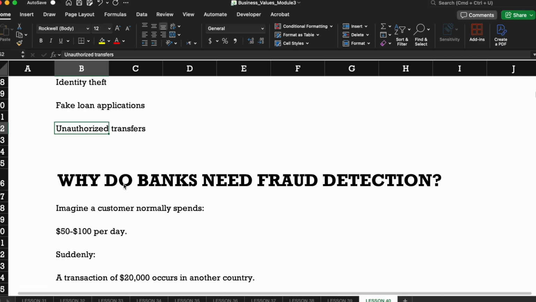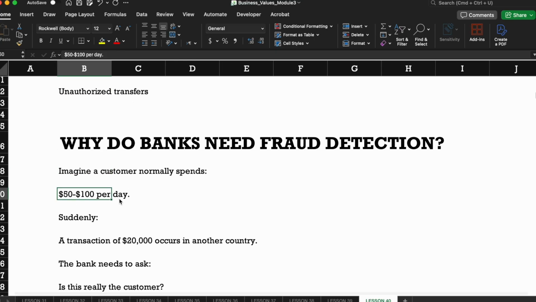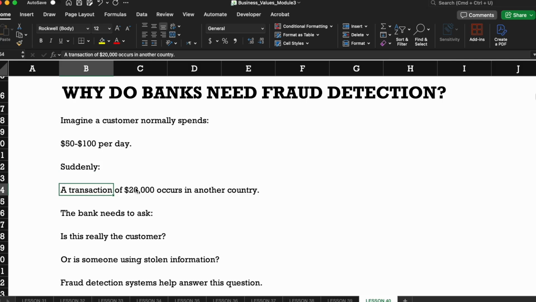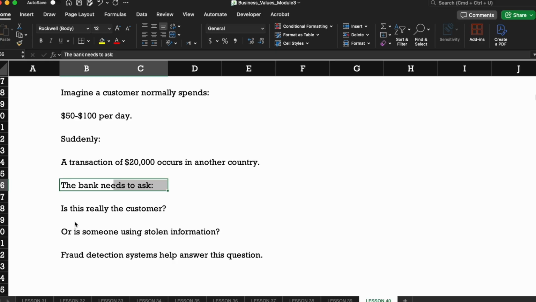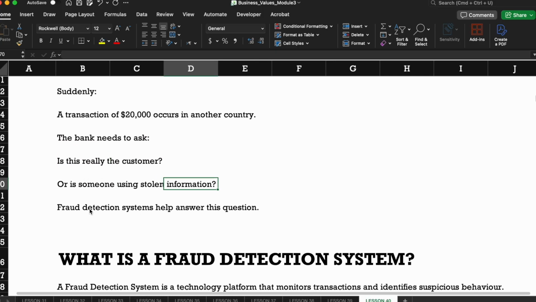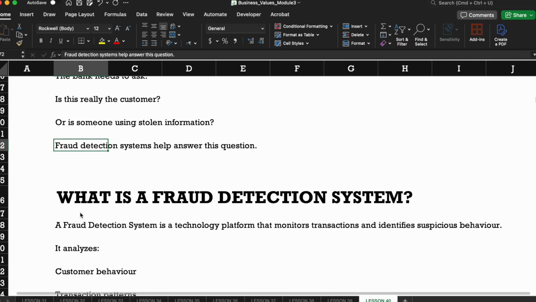Why do banks need fraud detection? Imagine a customer normally spends $50 to $100 per day. Suddenly a transaction of $20,000 occurs in another country. The bank needs to ask, is this really the customer? Is this someone using stolen information? Fraud detection systems help answer this question.